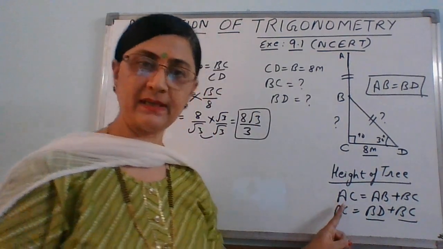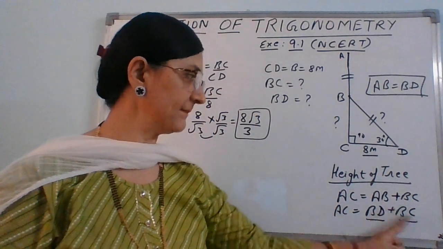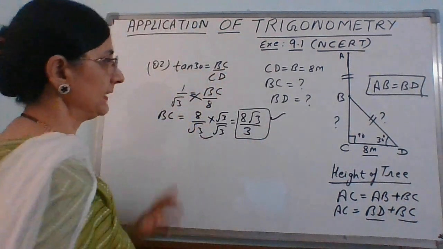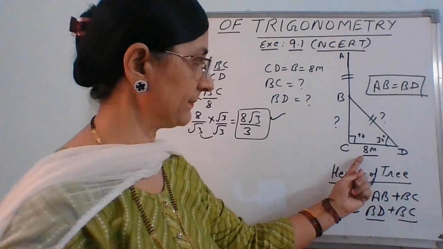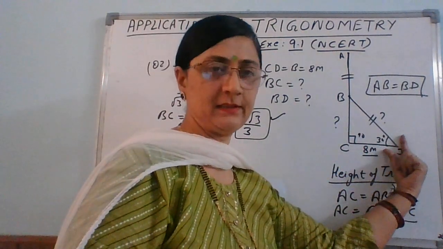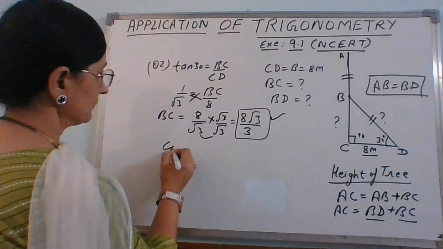So what do we have to put in AC? BC and BD. BC has come. So we keep BC here, right? Now I need to find BD. We have the base, we have to find the hypotenuse. So cos is connected with both of these. So let us use cos now.